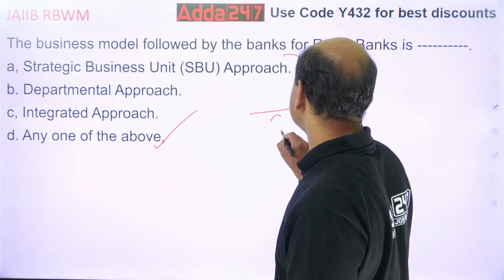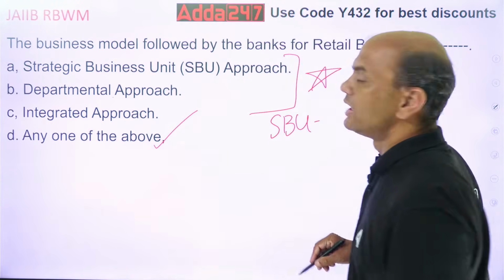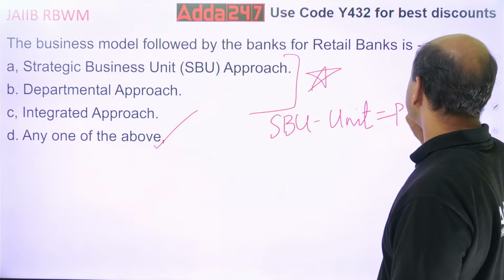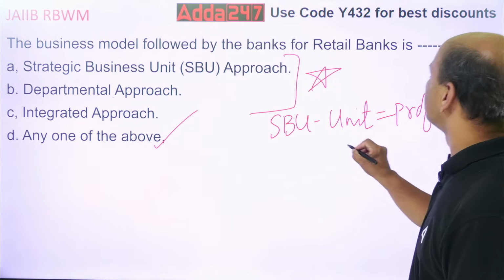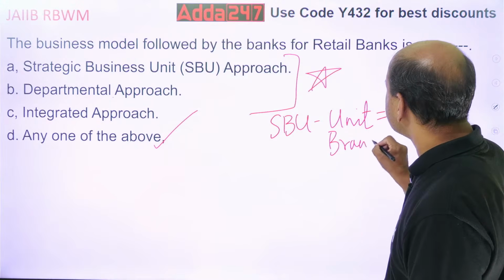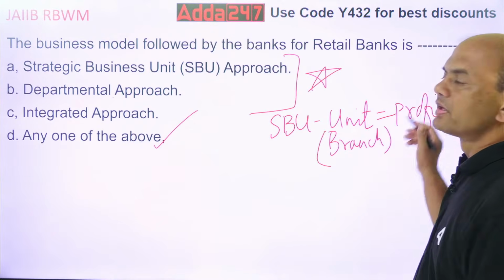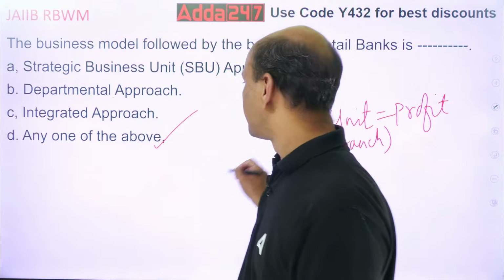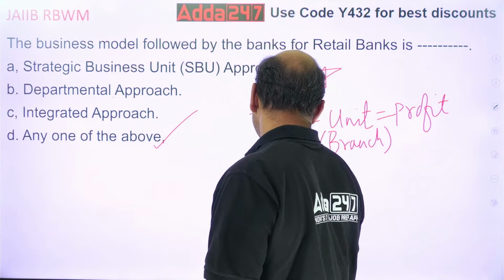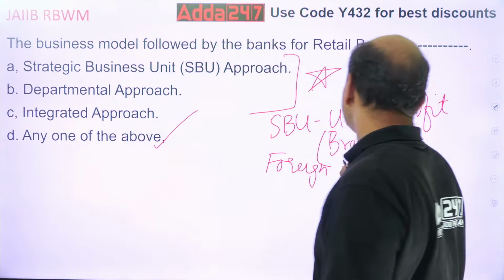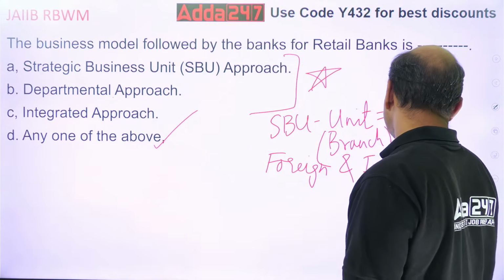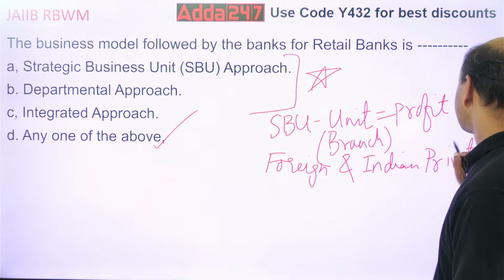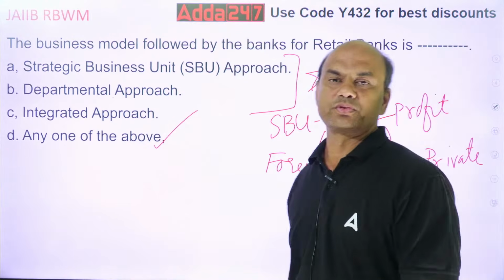SBU means strategic business unit. It means every unit, kindly note, unit equals to profit center. Unit means here you call it branch. Every branch is a profit center. That is SBU approach. It is followed in foreign banks and Indian private banks, the new private sector banks. So these are all SBU approach.